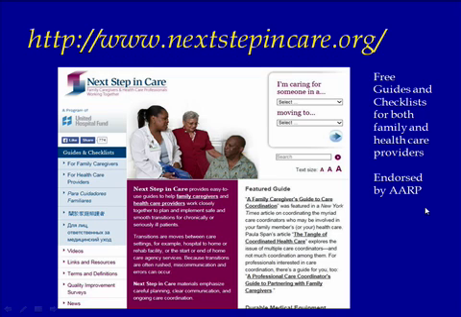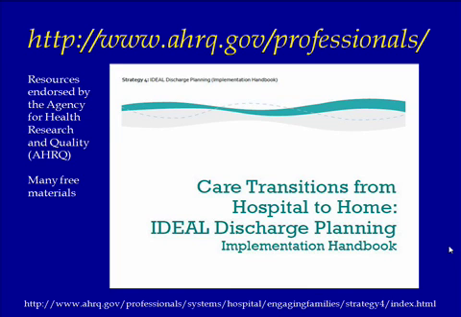There's another one called Next Steps in Care that provides free guides and checklists that are oriented both to family care, which I think is tremendously important, as well as to providers, and that's endorsed by AARP. So a very good quality set of materials. Then the AHRQ provides another set of materials, Care Transitions from Hospital to Home. And again, this is a packet. There are lots of additional links. Once you get to their site, there's an overview, and then there are links to tools. But the idea is lots of excellent free resources.